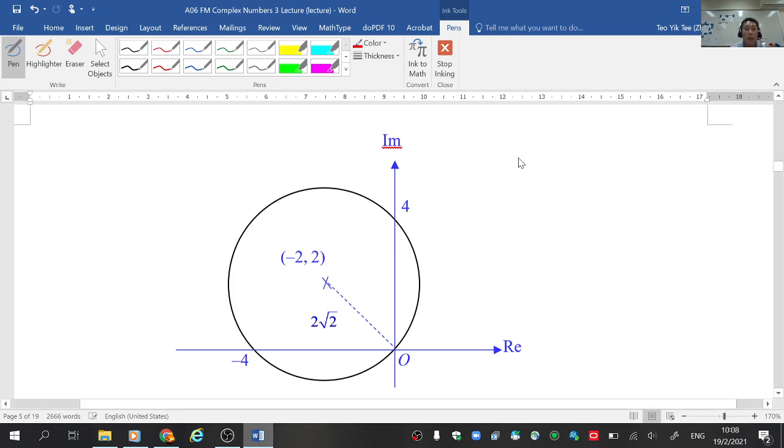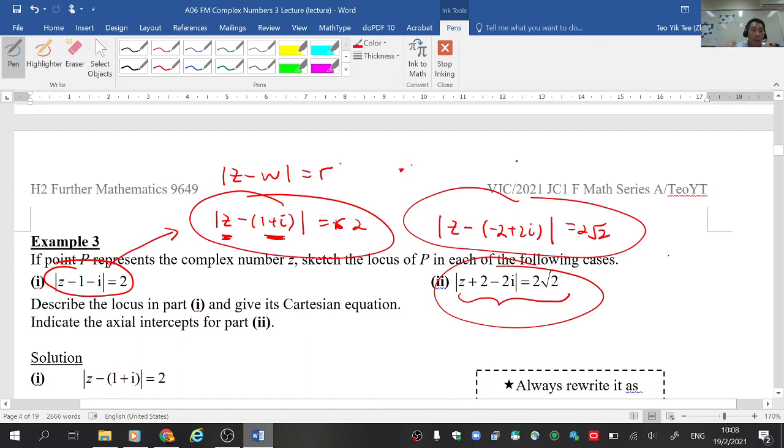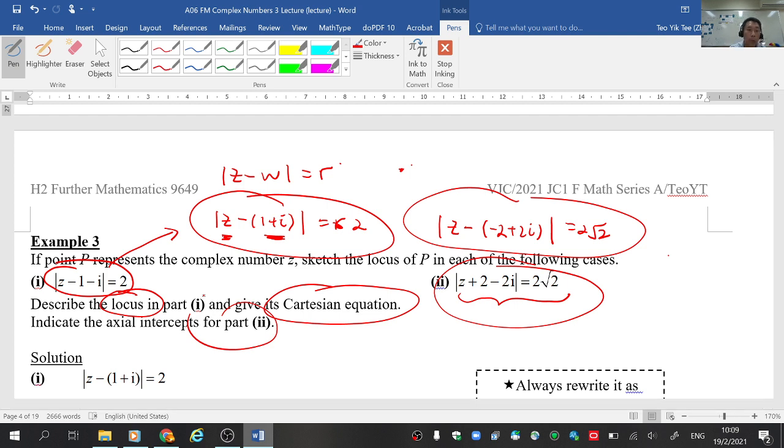Okay, so coming back to the rest of the question, take note what the question wants. The question expects you to describe the locus and then give its Cartesian equation, and then for part 2 they ask for axial intercepts. So just now I mentioned you don't need to give axial intercepts unless otherwise specified by the question. So I have gone through with you how to do the sketch. Next I need to teach you how to describe.